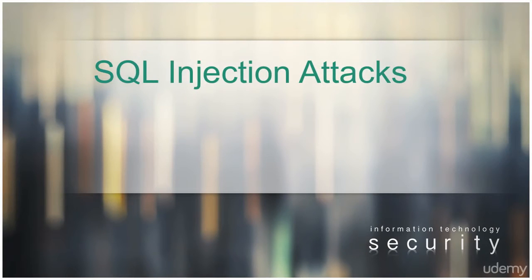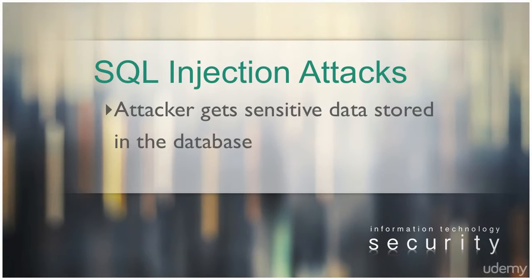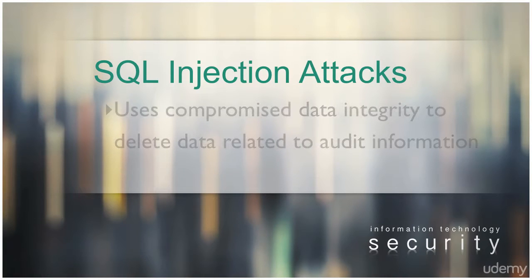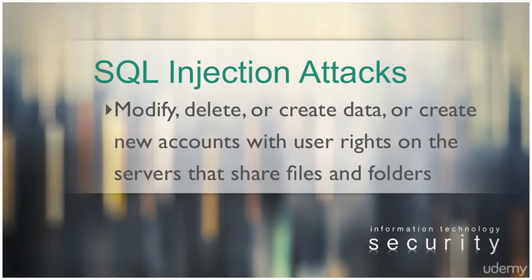After unauthorized entry into the network, the attacker gets access to all the sensitive data stored in that database. The attacker changes the main content of the website and also enters malicious content into it. The attacker also uses a compromised data integrity type of attack to delete the data related to audit information or any other crucial database information. An attacker could modify, delete, or create data or even create new accounts with full user rights on the servers that share files and folders. It allows an attacker to compromise the host operating system.